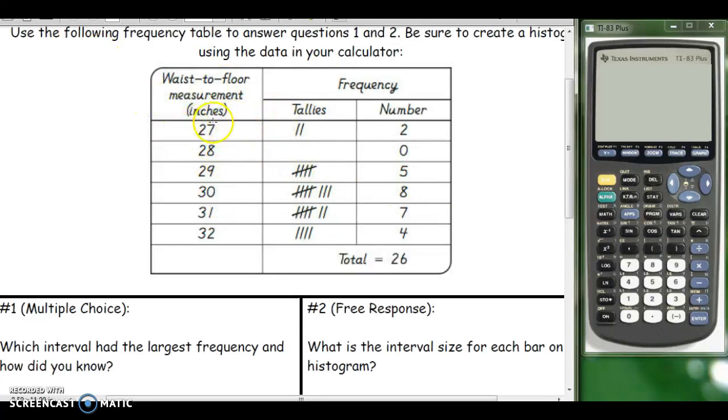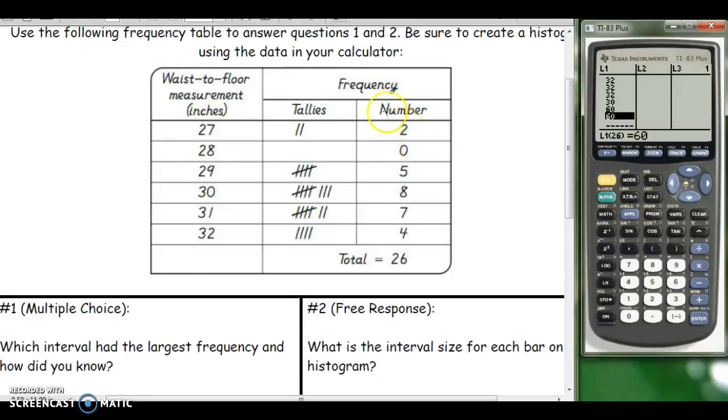If you'd like to pause the video right now and put these data points into your calculator, but just before we do that, I'm going to turn my calculator back on. If I go to Stat and Edit, I want to clear that list out of there, so clear and enter. So I'm going to enter 27 twice. I'm not going to enter 28 because there were no data points that were 28. 29 I'm going to enter 5 times, 30 I'm going to enter 8 times, 31 I'm going to enter 7 times, and 32 I'm going to enter 4 times. I would suggest you pause the video at this point and enter these data points into your calculator.